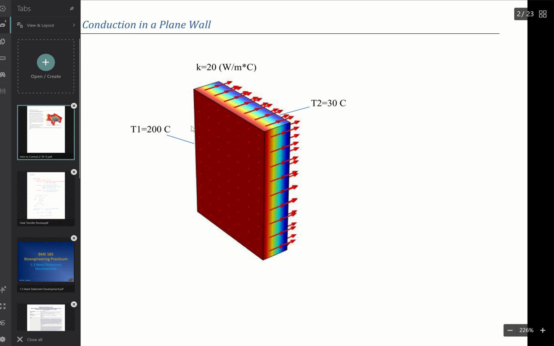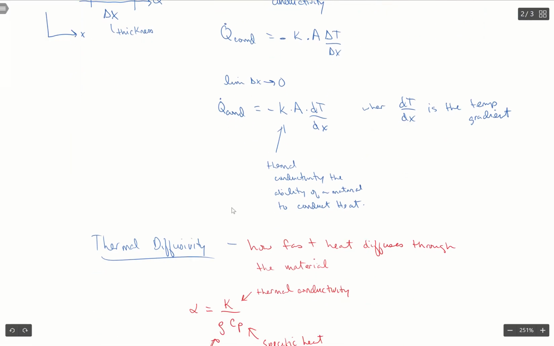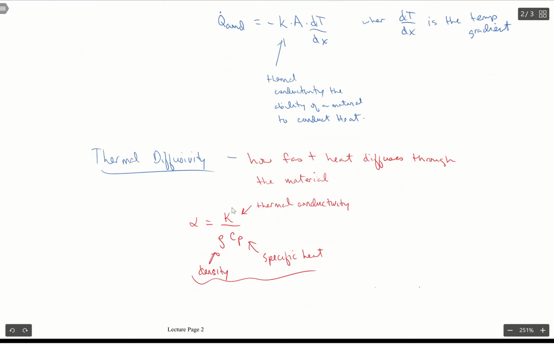Okay, so that's the area that's being included there. Let's take a look at another important term, which is the thermal diffusivity. The thermal diffusivity is how fast heat diffuses through the material. So the thermal diffusivity is denoted here, and it's equal to the thermal conductivity divided by the density times the specific heat.